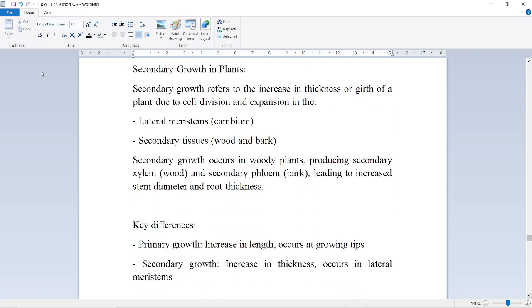Next is secondary growth in plants. Secondary growth refers to increase in thickness or girth of a plant due to cell division and expansion in lateral meristem, cambium, or secondary tissue, wood and bark. Secondary growth occurs in woody plants, producing secondary xylem, wood, and secondary phloem, bark, leading to increased stem diameter and root thickness.